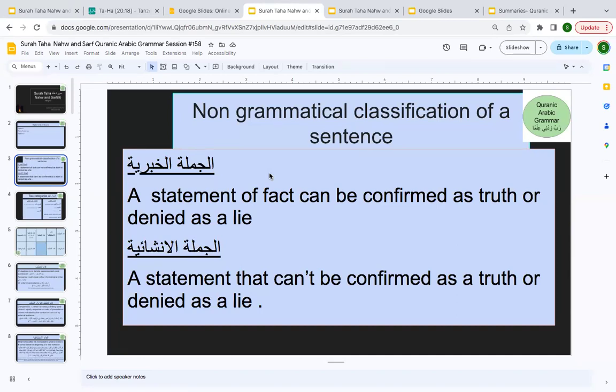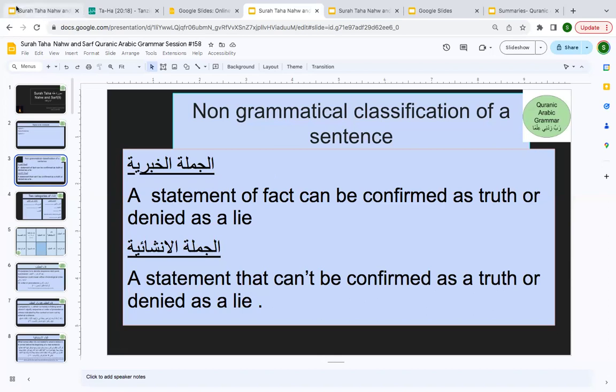But if I say, how beautiful is the sky? Or, Fatima, oh Fatima, come here. Can you say that, oh Fatima, come here, is a lie? Can you? No. Those statements where you cannot confirm them as a truth or deny them as a lie, those kinds of statements are called jumla inshaiya.